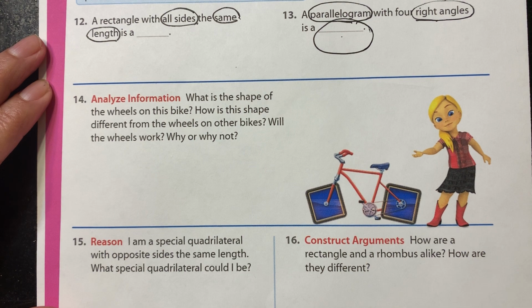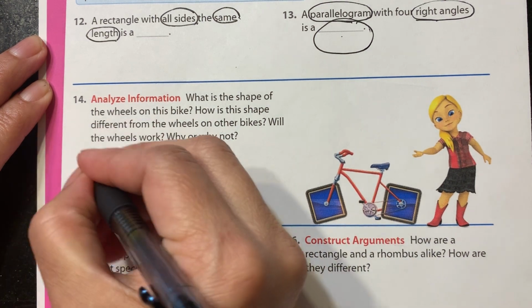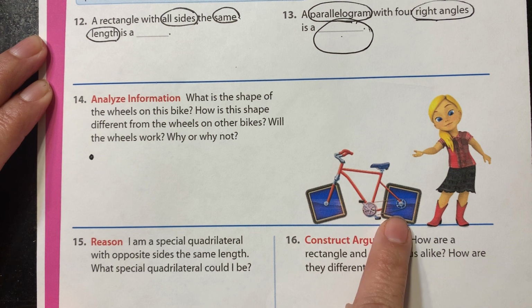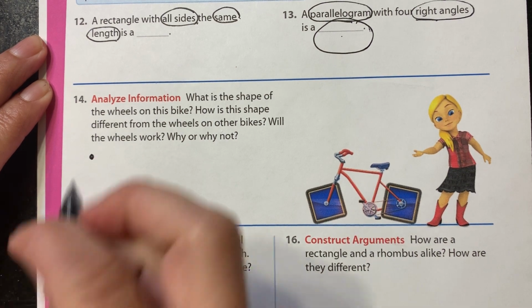All right, let's move over to this one on number 14. It says, what is the shape of the wheels on the bike? So that's the first question you're going to answer. This one actually has 3 questions. So name the shape that you see here. Write it in the bullet.